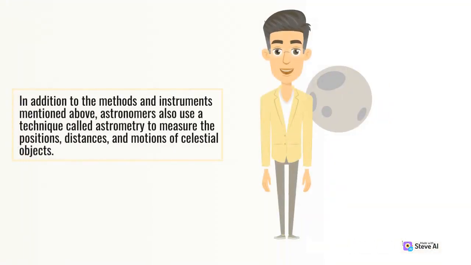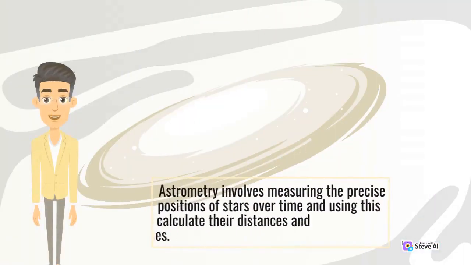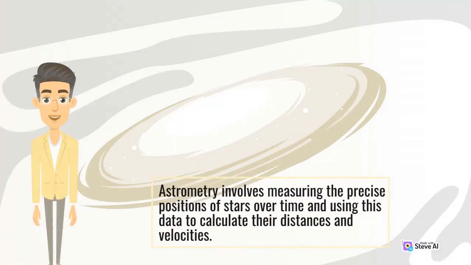In addition to the methods and instruments mentioned above, astronomers also use a technique called astrometry to measure the positions, distances, and motions of celestial objects. Astrometry involves measuring the precise positions of stars over time and using this data to calculate their distances and velocities.